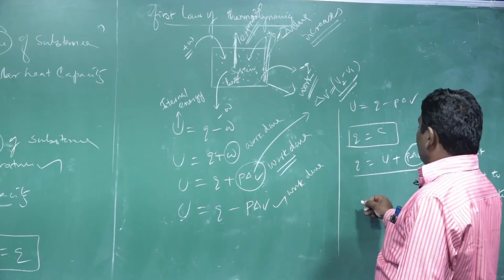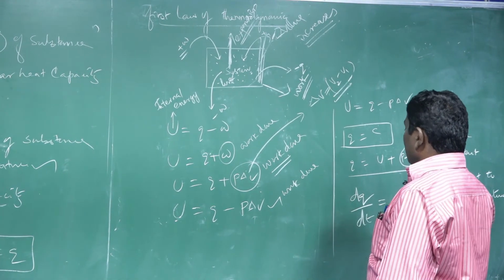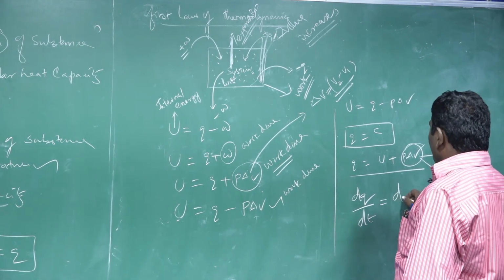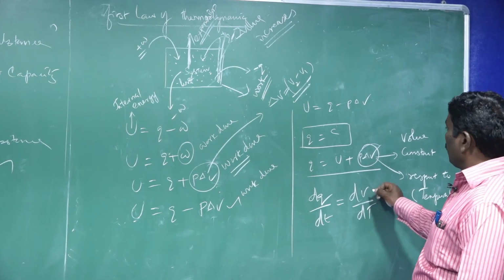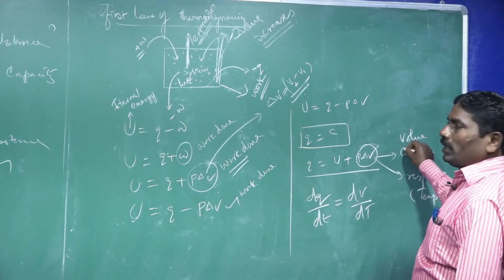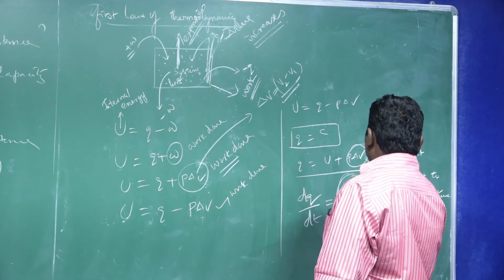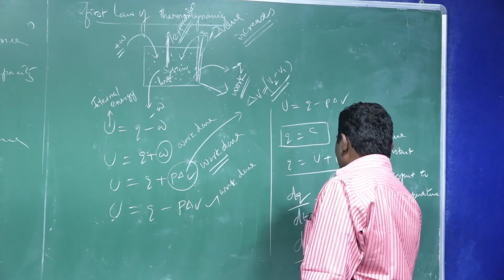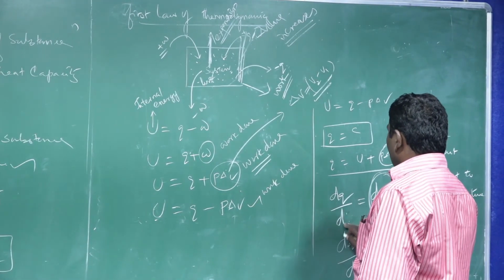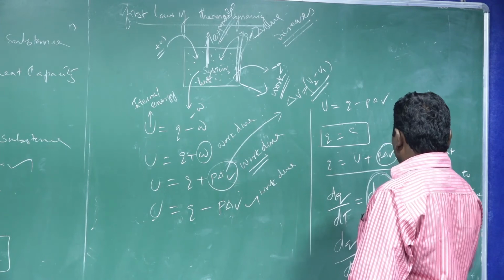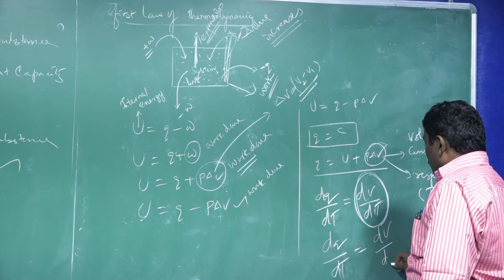Now I differentiate these equations, that you can see dq by dt is equal to du by dt. This is a point you should understand. Here the volume is to be constant. That du is equal to dq by dt, that is temperature, capital T temperature. Now this is equal to dU by dT.